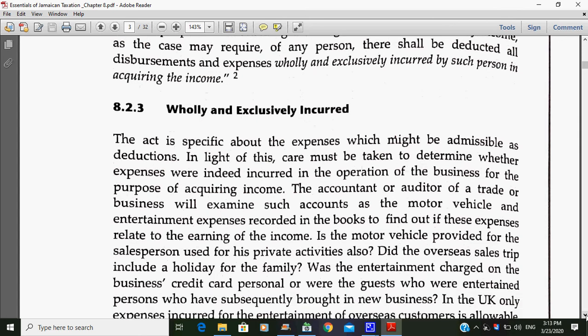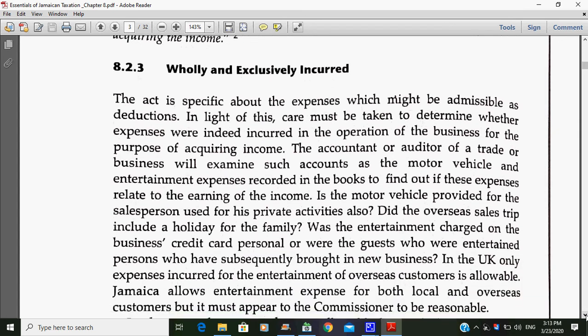The Act is specific about the expenses which might be admissible as deductions. In light of this, care must be taken to determine whether expenses were indeed incurred in the operation of the business for the purpose of acquiring income.